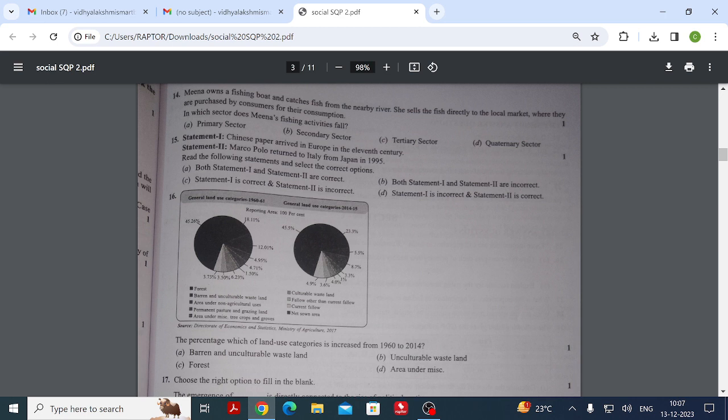So Chinese paper arrived in Europe in the 11th century, that is true. Marco Polo is absolutely false. So what could be the answer? Statement 1 is correct, statement 2 is incorrect.